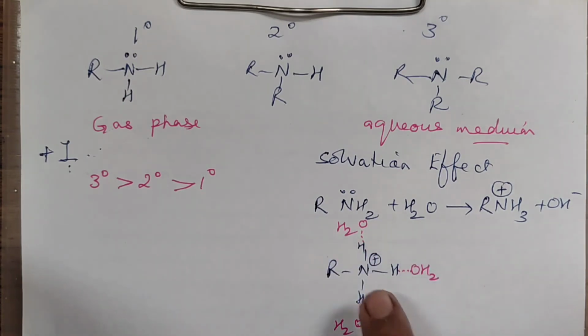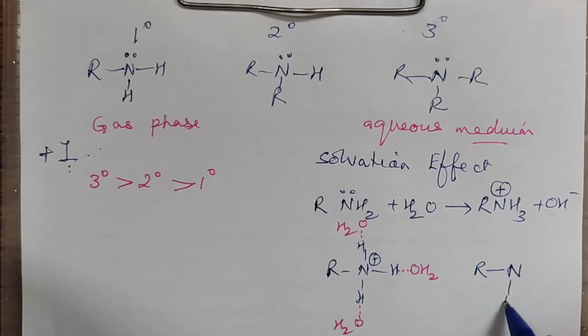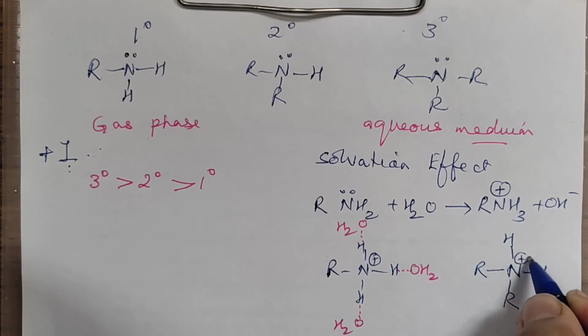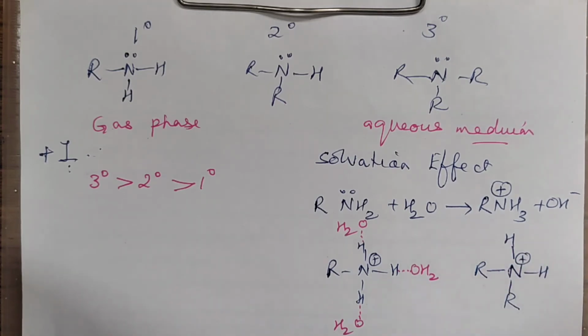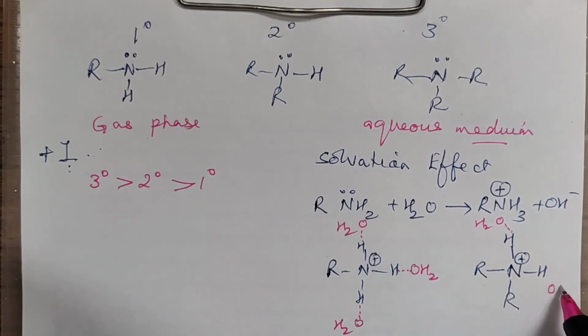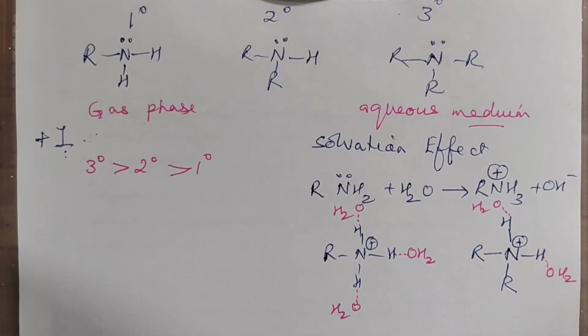In case this ion was obtained from 2 degree amine, then what would have been the case? It would have formed N with 1 R, 1 more R, 1 hydrogen here, 1 hydrogen here, and positive charge. That means there are only 2 hydrogens available, so the solvation can be only through these. There are only 2 water molecules which can surround. More the solvation, more will be the stability of that particular ion.